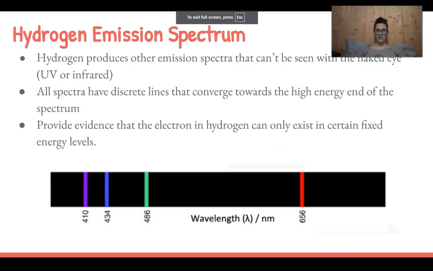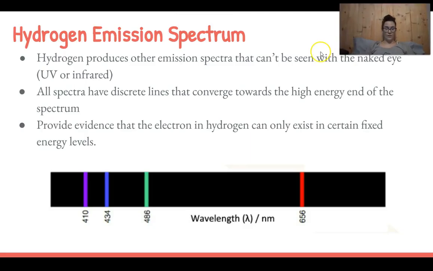So hydrogen produces other infrared spectra, like I said, that can't be seen with the naked eye, UV or infrared, but all spectra have these discrete visible lines, and you'll notice that they converge towards the high energy end of the spectrum. So these lines get closer together the higher in energy they get. So that means that the distance between the energy levels, the farther and farther away from the nucleus you get, the closer together they get, and that is also supported by this convergence data in the line spectrum.